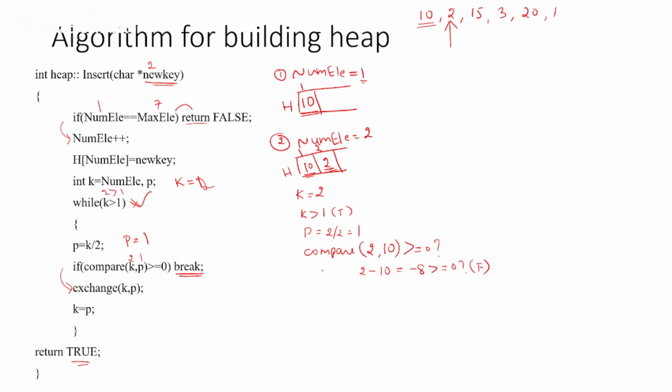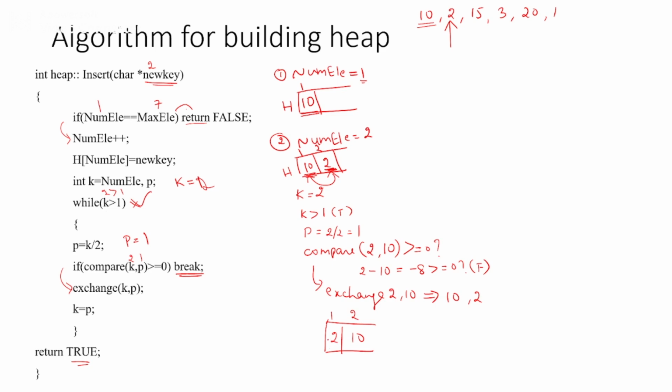Exchange k and p. Now you are going to exchange 2 and 10. So you will get 10 and 2. Right? So the meaning is you are going to exchange k and p. In k you will be having 2 and in p you will be having 10 initially. So you are going to exchange those two. So your array will be like this now, 2 and 10.